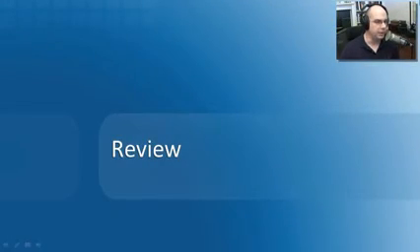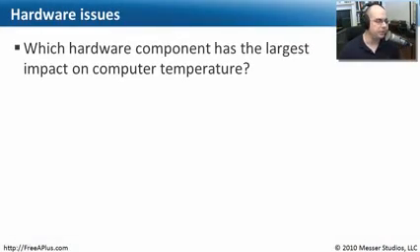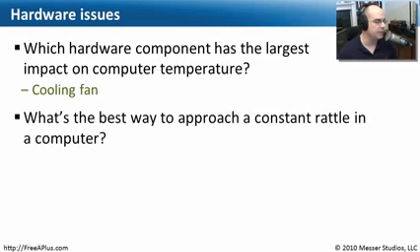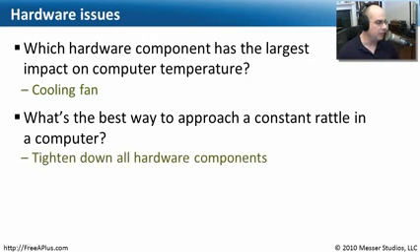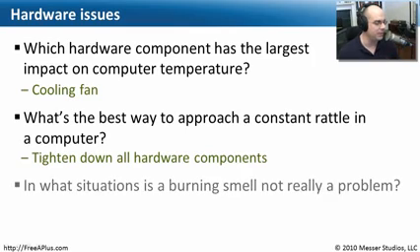Let's see how well we familiarized ourselves with hardware issues. Our first question is, which hardware component has the largest impact on the computer's temperature? Well, we talked about making sure your computer stays cool all the time, and the most important thing there is your cooling fan. The second question is, what is the best way to approach a constant rattle inside of a computer? It's a rattle and it goes on and on and on. We should probably want to make sure everything is tightened down, that there's nothing inside of there that might be loose or any cables that may have slipped out.